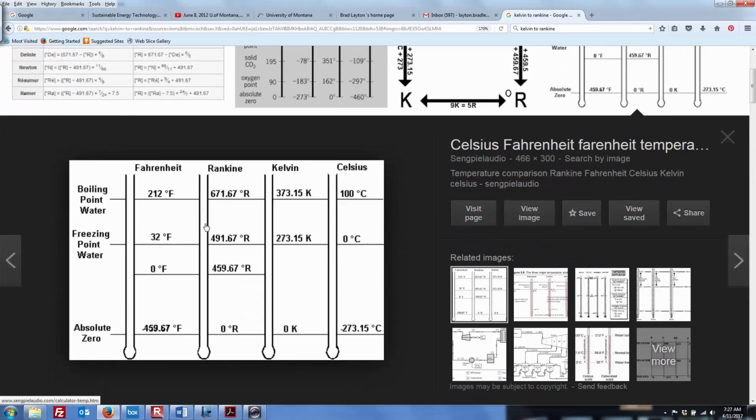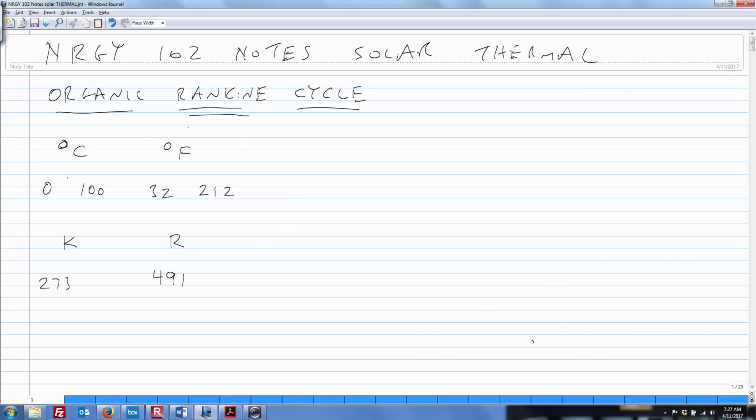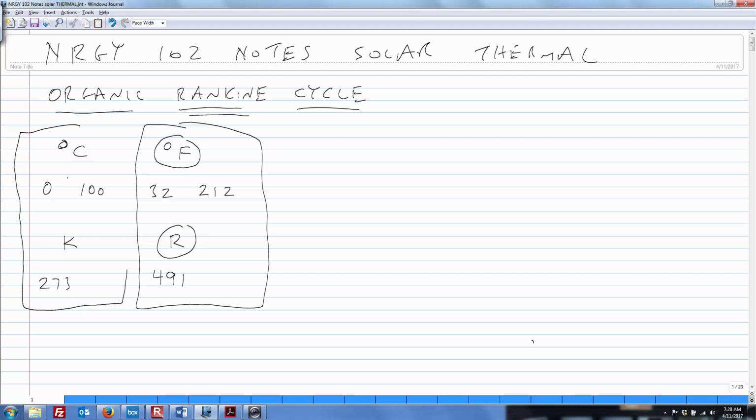This is probably the best one here. So boiling point 212 Fahrenheit, 671 Rankine, 373 Kelvin, 100 Celsius, etc. These are the four main temperature scales. And we can see that these two are more or less grouped: Fahrenheit, which is F, and Rankine, which is R, are similar, and Celsius and Kelvin are similar. The change of 1 degree Celsius equals the change of 1 Kelvin. And also the change of 1 degree Fahrenheit equals the change of 1 degree Rankine.